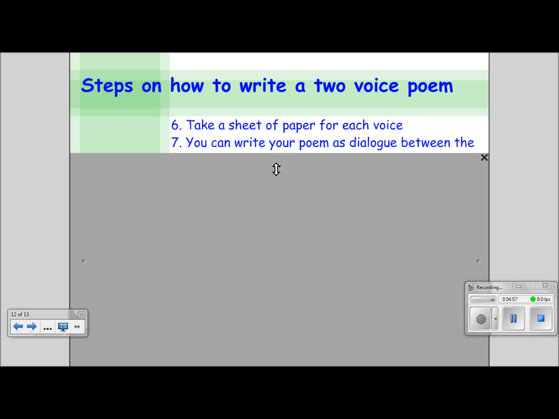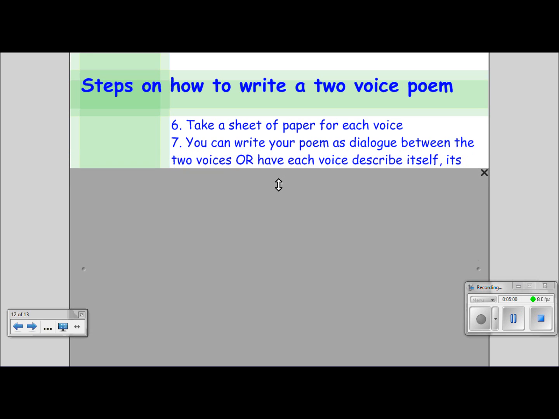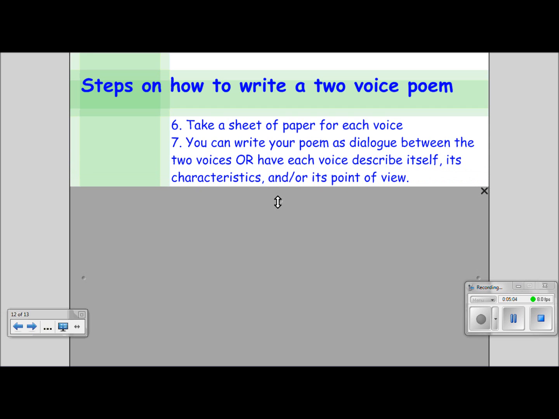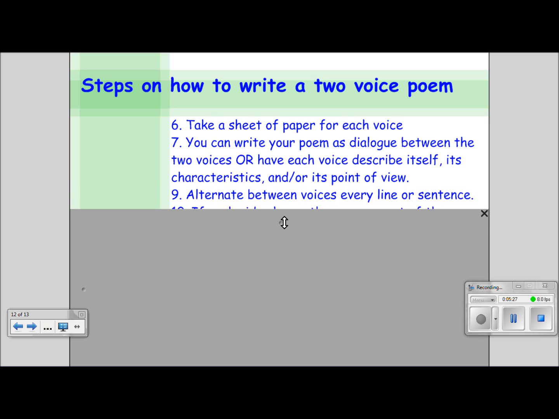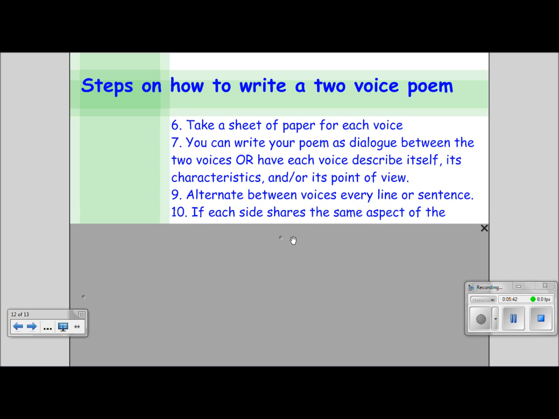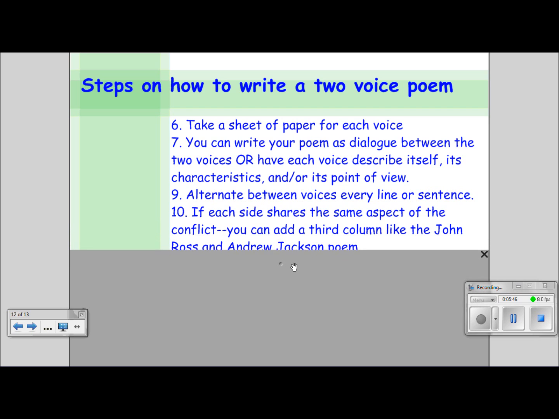So you can write your poem as a dialogue between the two voices, or have each voice describe itself, its characteristics, or its point of view, but try to present your ideas as a balance between those two columns. And if you get caught up and you're not sure, go back and look at those poems that I've given you before. Then you're going to alternate between the voices every line or sentence, right? You're going to write the left-hand column, then you're going to write the right-hand column. And then if each side shares some aspect of the conflict, you can add a third column like John Ross and Andrew Jackson does.